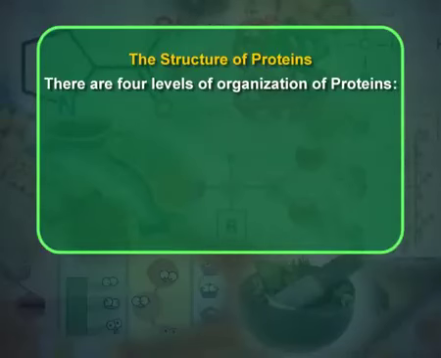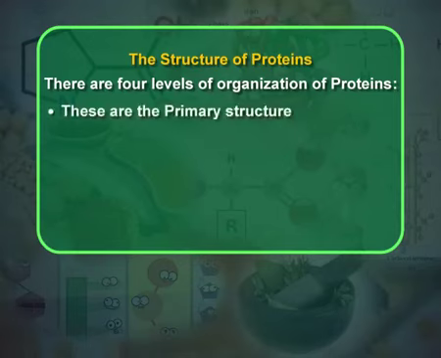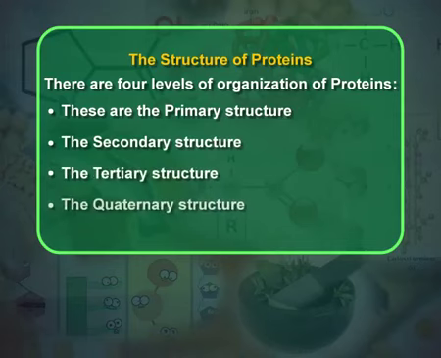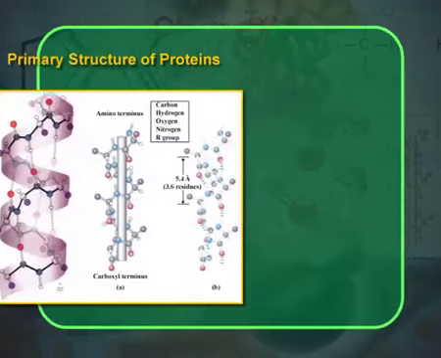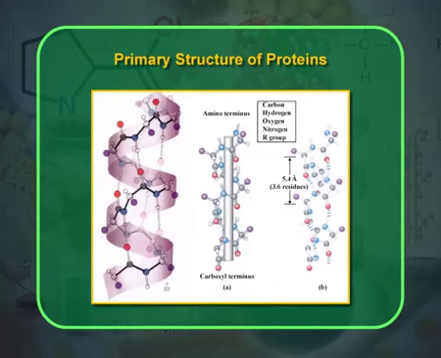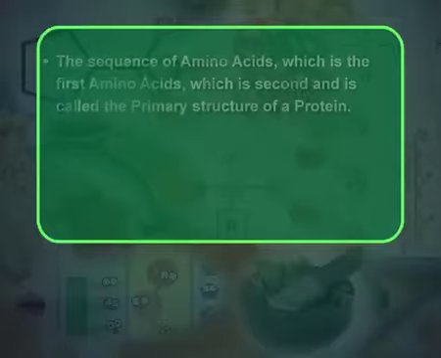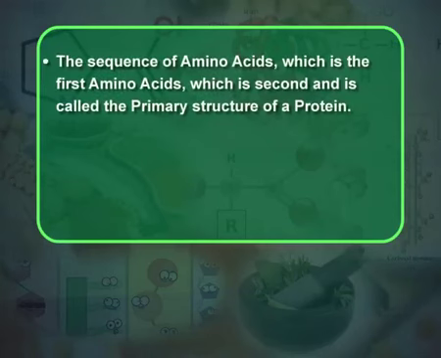There are 4 levels of organization of proteins. These are the primary structure, the secondary structure, the tertiary structure and the quaternary structure. The primary structure of a protein is mainly the sequence of amino acids in the polypeptide chain, which is held together by peptide bonds. The sequence of amino acids, that is, which is the first amino acid, which is the second amino acid and so on, is known as the primary structure of a protein.